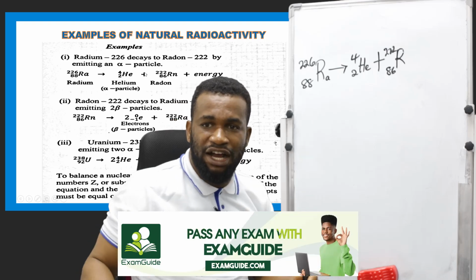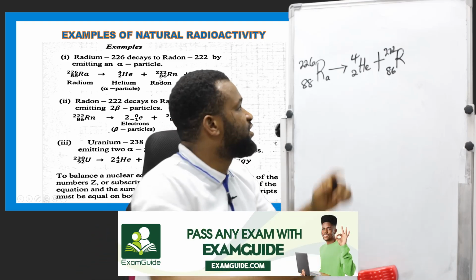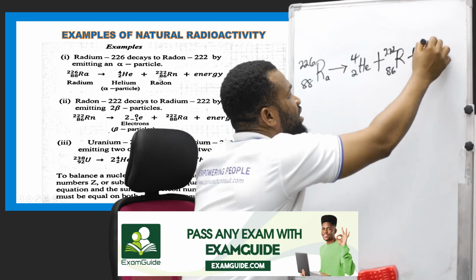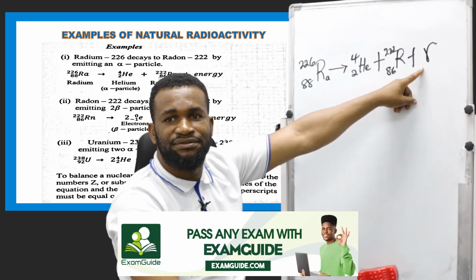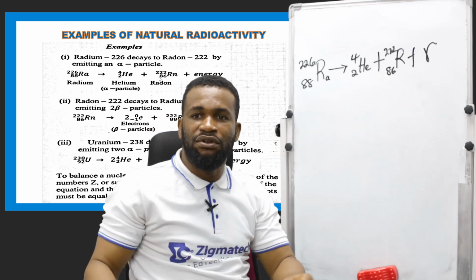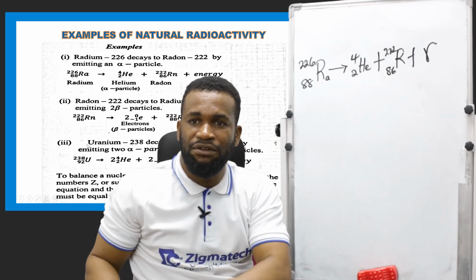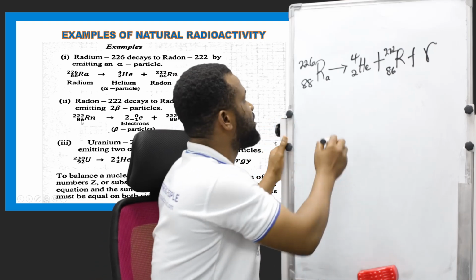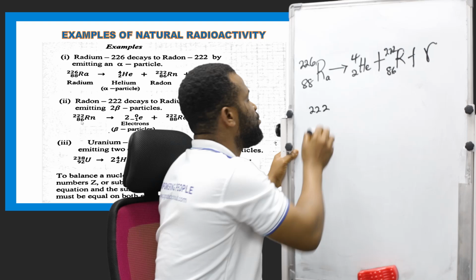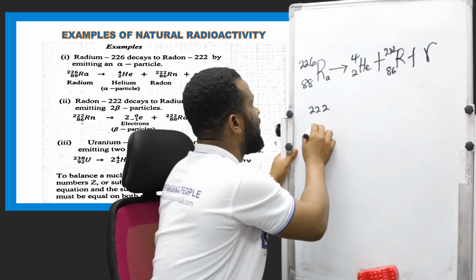And remember, in our definition of radioactivity, we say there must be a release of energy. The energy must be released in the process. Then if you look at this, we have radon, which is 222, and we have 86.